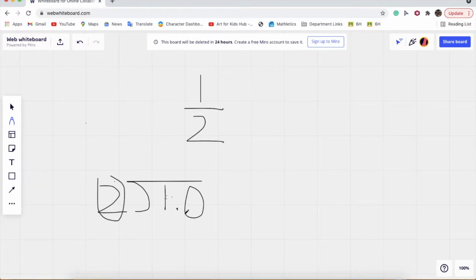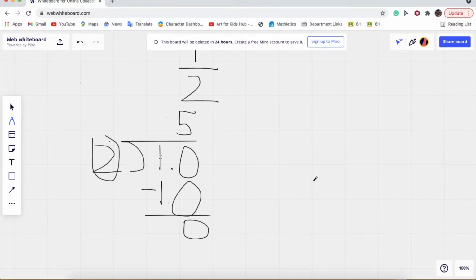Let's ignore the decimal point for a minute. Let's pretend that this decimal point isn't here. So let's just say that it is really 10 divided by 2. So 2 will go into 10 5 times. 5 times 2 equals 10, so we just do a minus sign here, and let's say 10 because that equals 10, and that leaves no remainder, see? Because 10 minus 10 equals 0.